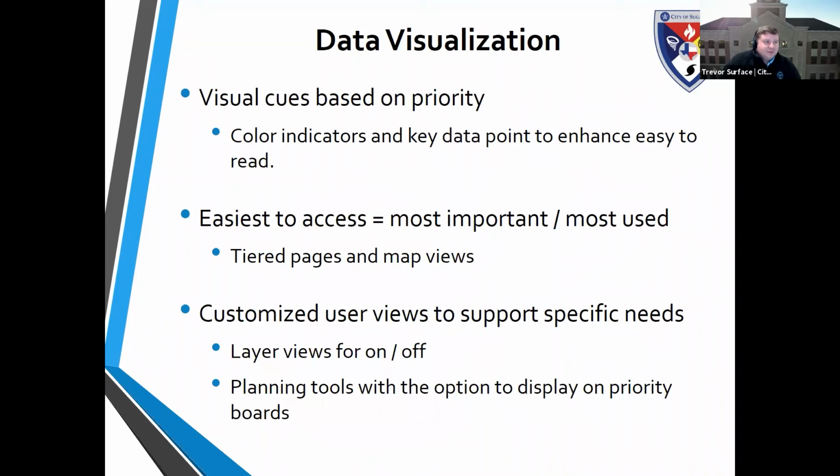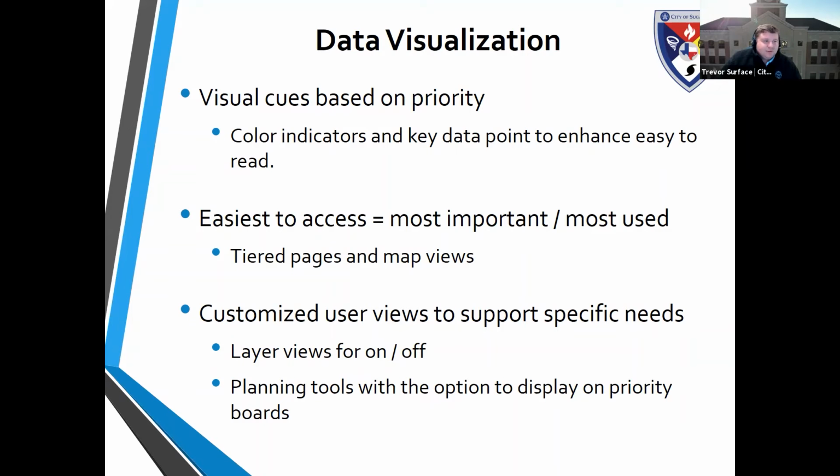We also, big issue here was data visualization. So we came up with three goals with this. First, visual cues based off of priority. We wanted color indicators and key data points that are easy to read. Color indicators are obviously going to catch your eye, and your mind goes to something when you see something red. Red is going to be bad. So we put in those green, yellow, orange scales to show the severity based off of critical thresholds.